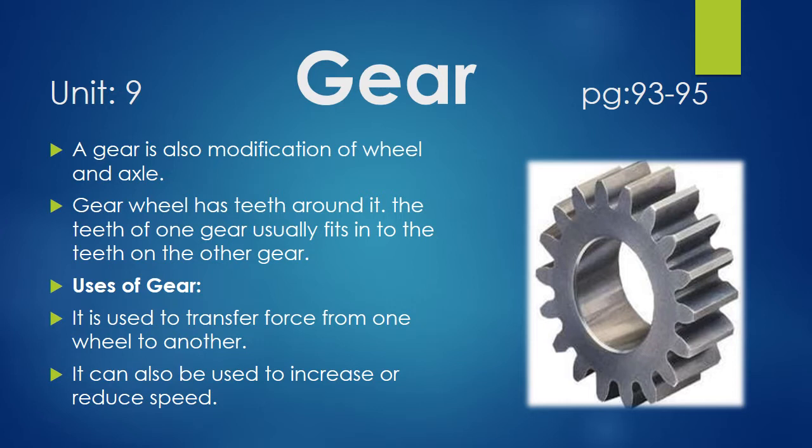Uses of gear. Basically the gear has two main uses. It is used to transfer force from one wheel to another. It is also used to increase or decrease speed. So gear can be used in two ways. Either it can be used to transfer force from one wheel to another, or it can be used to increase or reduce the speed.